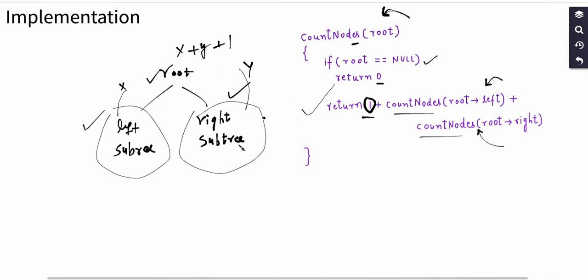And this procedure will be recursively called for each node of the given tree. Fine. And in this way we'll be visiting all the nodes exactly once. Let's see time and space complexity for this particular implementation.